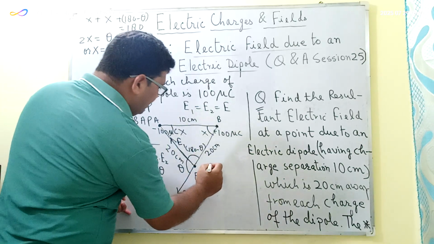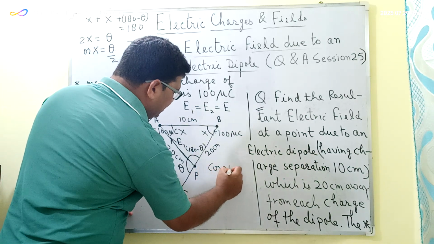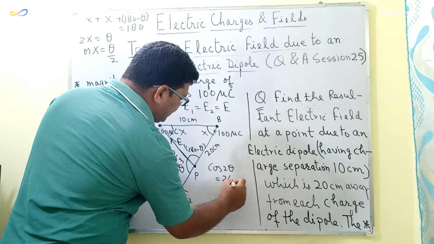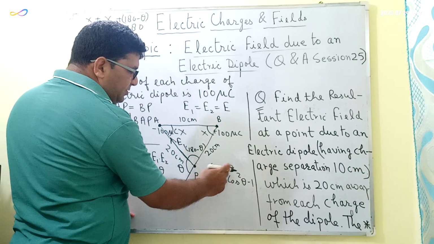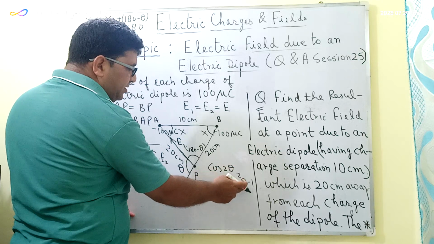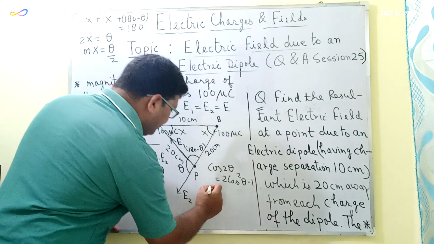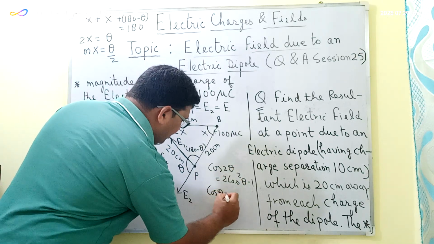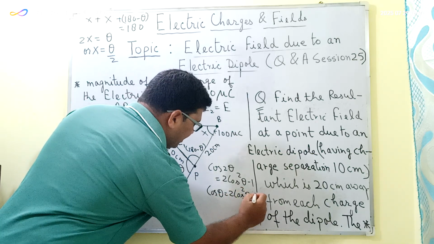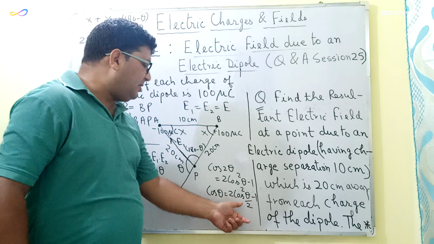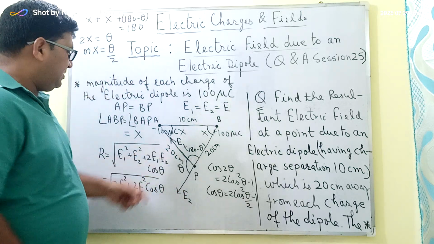So we know that cos 2 theta is equal to 2 cos square theta minus 1. Here you can see it is 2 theta, so here it is theta. So cos theta will be equal to 2 cos square theta by 2 minus 1. So we have to simply find the value of cos theta by 2. So यहाँ से क्या होगा?